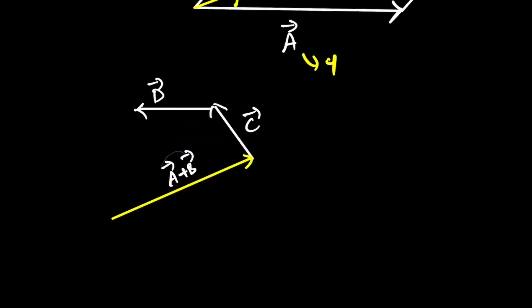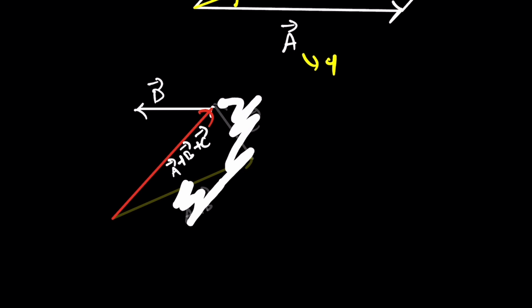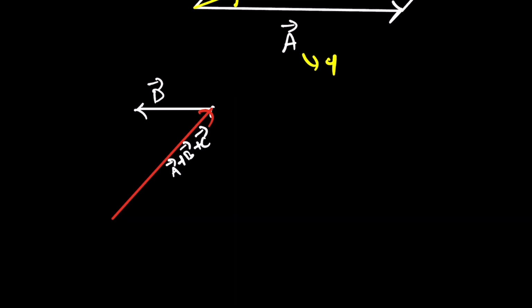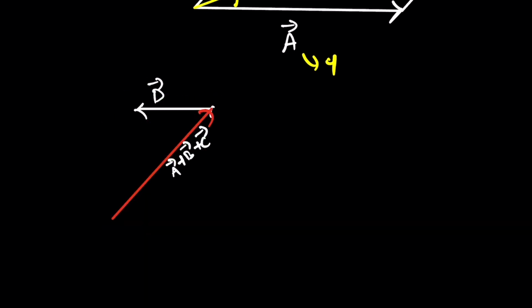So let me draw that again here. Red, blue, I don't know. This represents A vector plus B vector plus C vector. Then focus on the next one. According to the triangle law, this plus this. Obviously, the final answer is this.